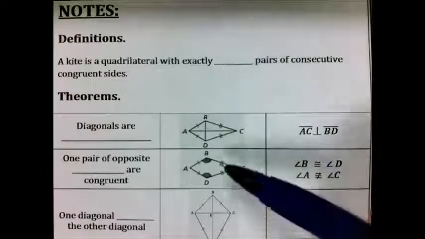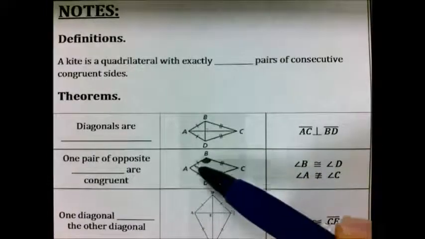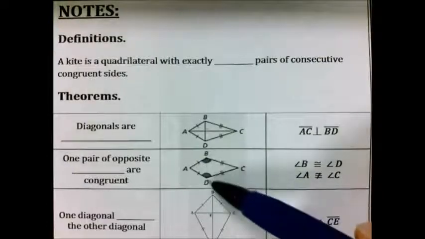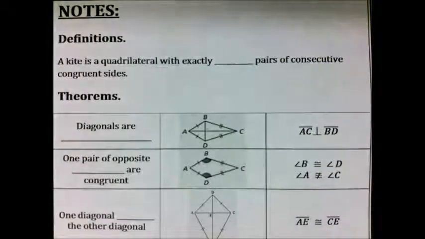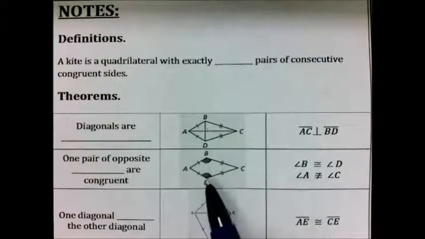The second theorem is that one pair of opposite angles are congruent. That angle is going to be the one that lies in between not the consecutive congruent sides, not this angle, but the one in between the two sides that are different, angle B and angle D. Those two angles are going to be the exact same angle measure. So angle A and angle C are not congruent. Angle B and angle D are congruent.